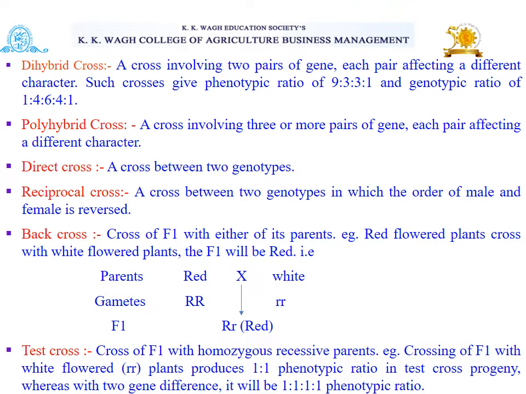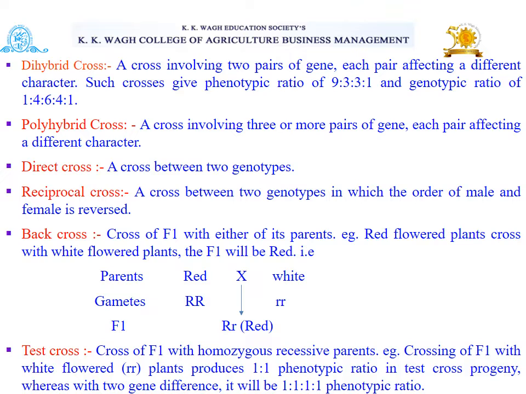Then next terminology is direct cross. A cross between any two genotypes is known as direct cross. Then reciprocal cross. A cross between two genotypes in which the order of male and female parent is reversed, means changing the position of either male or female parent, is known as reciprocal cross. Then what is meant by back cross? Cross of F1 with either of its parents is known as back cross. For example, red flower plants crossed with white flower plants, and the F1 obtained from these two parents is all red plants.